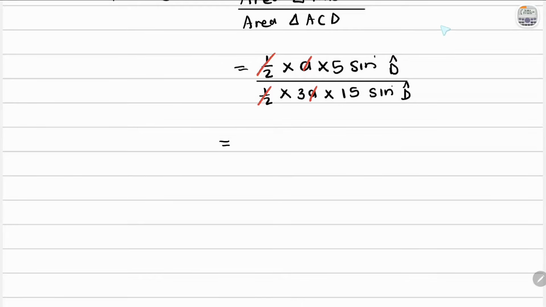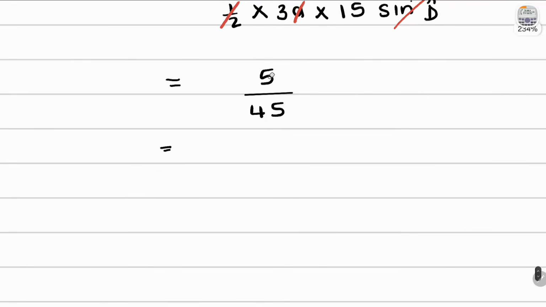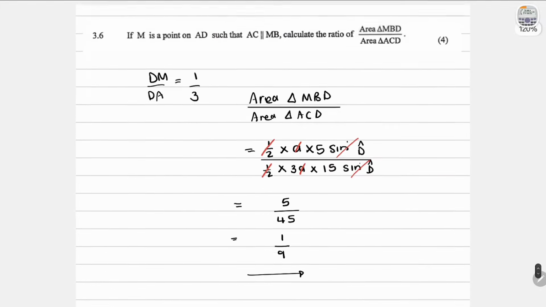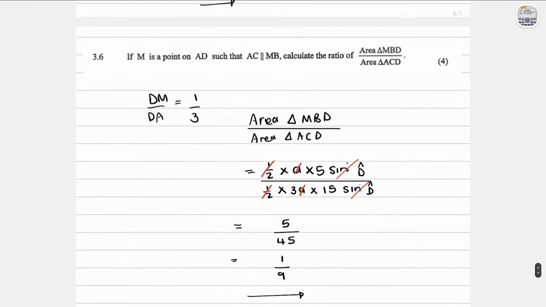And then here, we'll leave that for now, and you see that sine of angle D and sine of angle D would cancel. So all you are left with there is really just a 5 on the numerator, and on the denominator you're left with 3 times 15, which is 45. Okay, these are factors. We have a common factor of 5. 5 divided by 5 is 1. 45 divided by 5 is 9. And that's our answer, 1/9. Okay, that is it for 3.6, and we move on to 3.7.